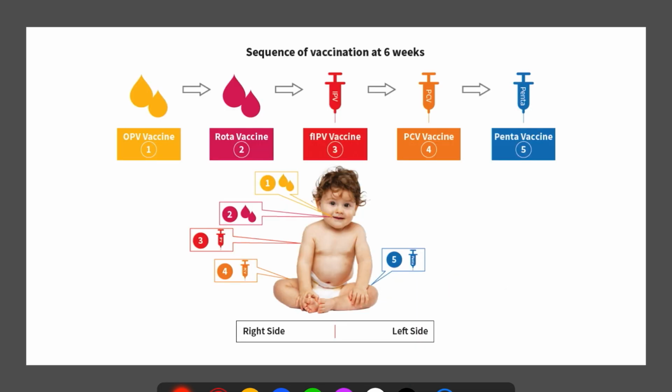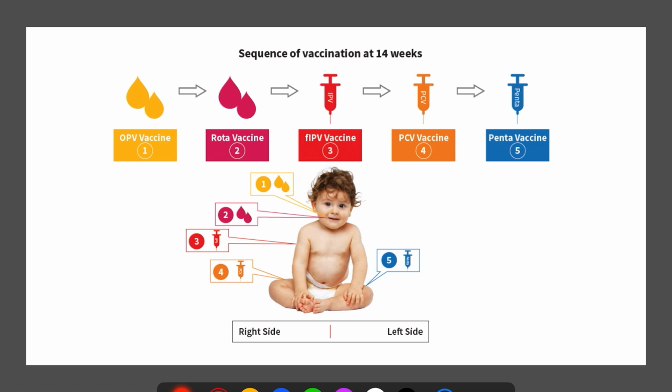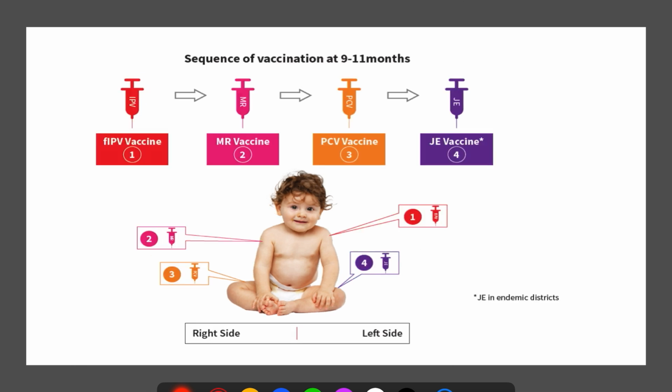This picture shows the sequence of vaccination at 6 weeks. So we have to remember that at 6 weeks and at 14 weeks, we are giving the fIPV vaccine on the right side. But at 9 to 11 months, because of the measles vaccine which we are giving in the right hand, here we are giving fIPV on the left side.